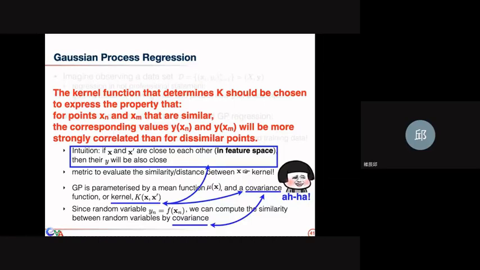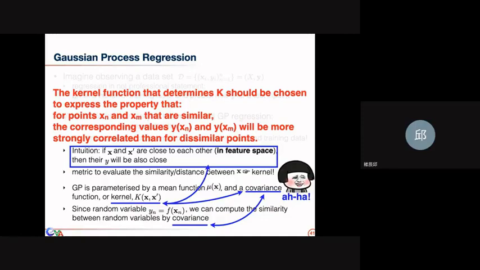Now you are able to connect all these things together. The similarity between the random variables can be computed by covariance, and covariance is related to the kernel. The kernel is related to this intuition: if x and x prime are close to each other in feature space, so if you use the inner product to define your similarity, then it's related to kernel. So all these ideas can now be connected.